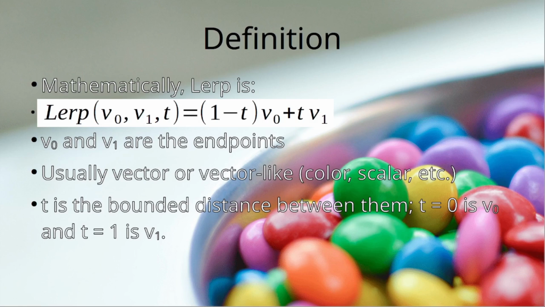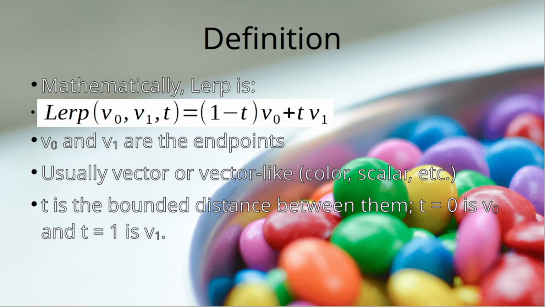Now remembering that t is always between 0 and 1, that's basically filling up one part of the fraction with v0 and the other part with v1. You take portions of the two, add them together, and they will always be on that line between the two. So v0 and v1 are your endpoints. They can be whatever you want as long as they're a vector or vector-like. They can be a scalar even. It's usually a position, a speed, or a color in game programming, but really this applies to all kinds of things. And t is the bounded distance between them.